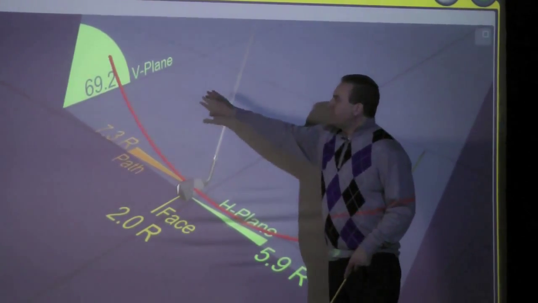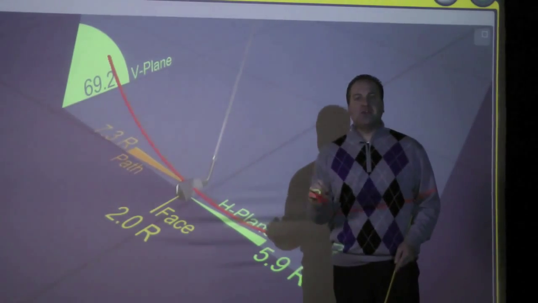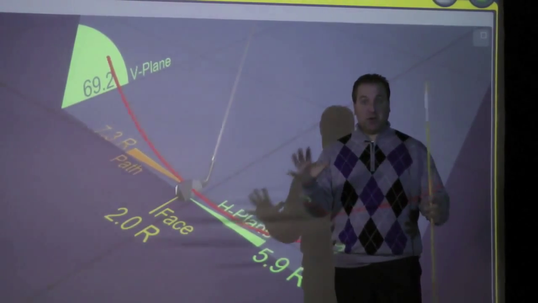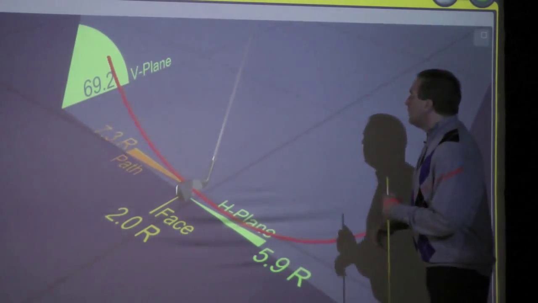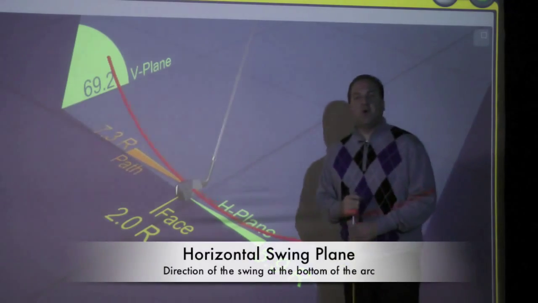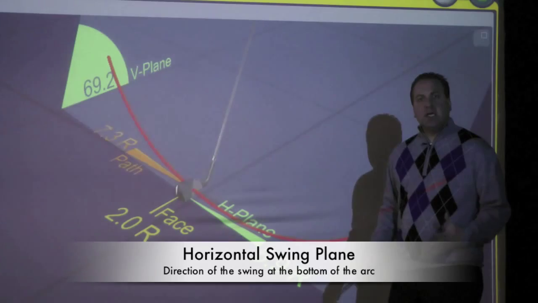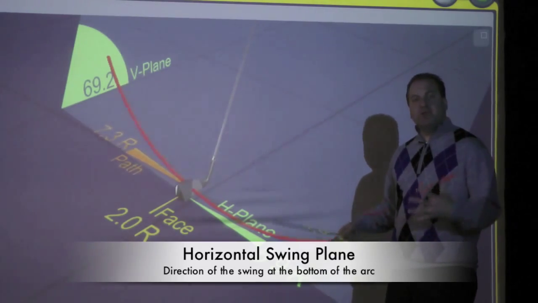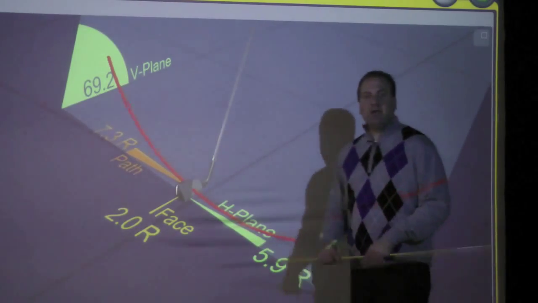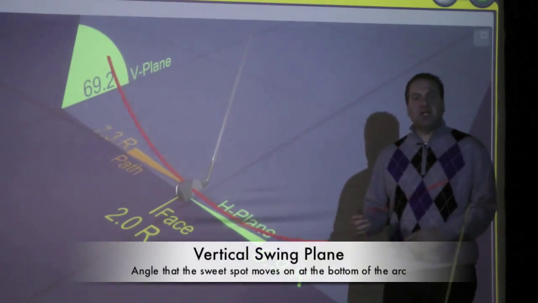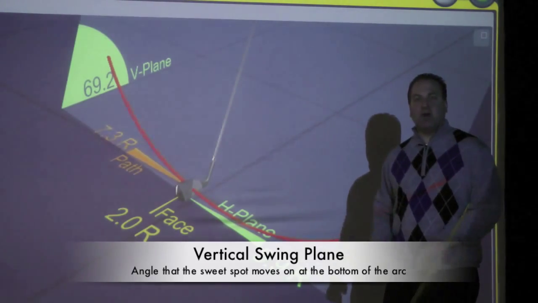H-plane and V-plane are two very important numbers, and numbers that are easily correlatable to the Kvest data. H-plane stands for horizontal swing plane. Horizontal swing plane is the direction of the swing at the bottom of the arc. V-plane stands for vertical swing plane, the angle that the sweet spot moves on at the bottom of that arc as well.